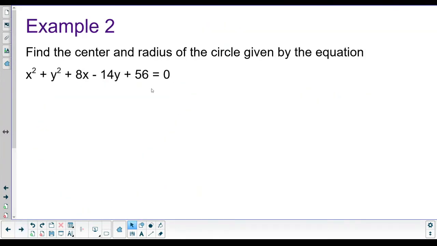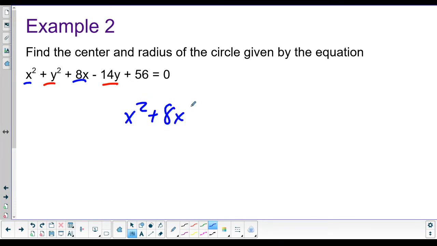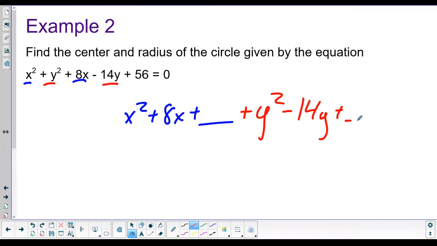So the first thing we want to do on this is we want to group together our x terms and our y terms, and then we're going to do some fancy stuff to this 56 here. So let's rewrite this, grouping together the stuff we know should go together. So we're going to have x squared plus 8x. I'm going to put plus blank here, put a little placeholder that we're going to need in a second. Group together our y terms, plus y squared minus 14y plus blank. I'm going to bring down this plus 56, and that's going to equal 0 still.